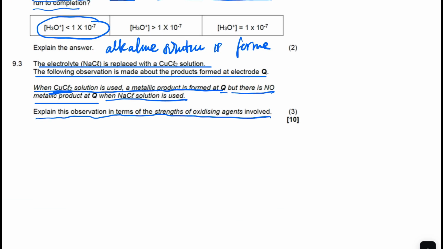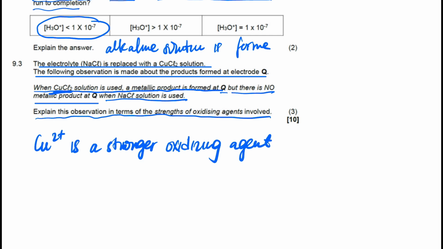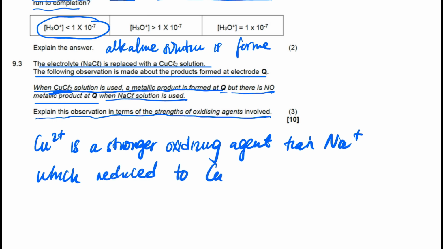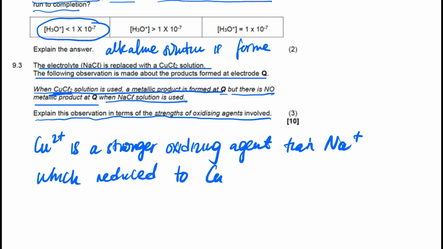So what are you going to say here? You'll say copper ion is a stronger oxidizing agent than sodium ion, so the copper ion will be reduced to copper, right, at the cathode. That's why there will be a metallic product, because it's reduced to that.